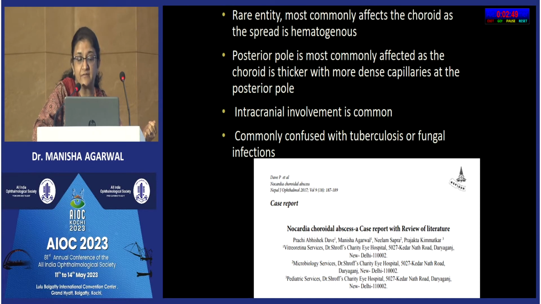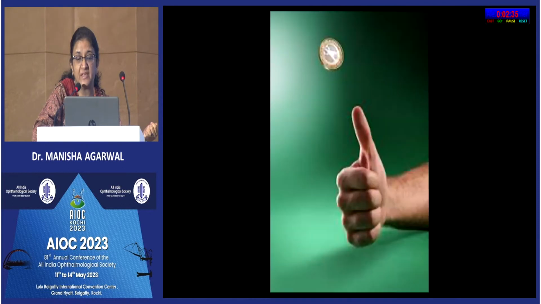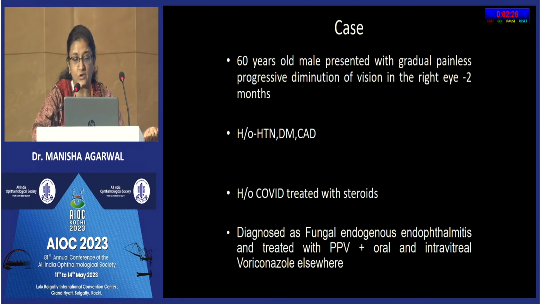So, this was indeed a very big learning for all of us, where we had a very unusual type of organism which was causing an endogenous endophthalmitis in this young child, which we had not really expected. So, your mind always has to be open that you may be actually dealing with some kind of an underlying infection. Now, let me present another case, which is the other side of the coin.